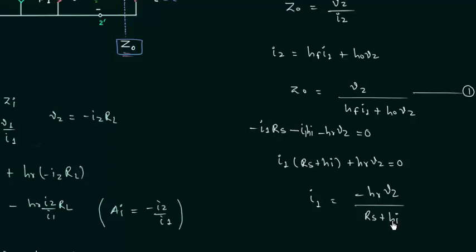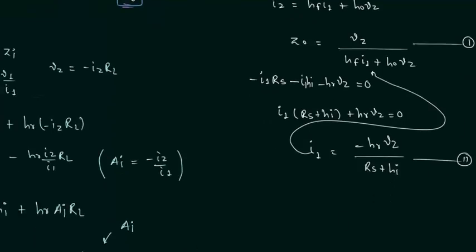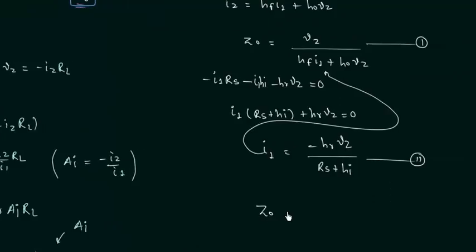Hi is the input impedance parameter, and now we can put the value of I1 in this equation. Let's say this is equation number 2. So from equation number 1 and equation number 2, we have the output impedance ZO equal to V2 divided by HF inside the bracket minus HR V2 divided by resistance Rs plus Hi, plus HO V2.